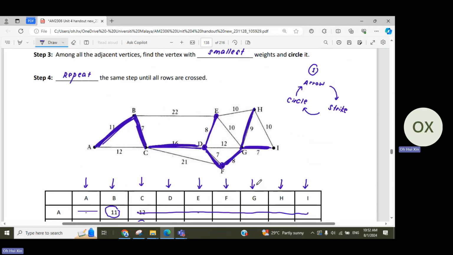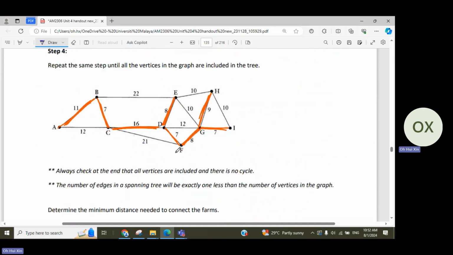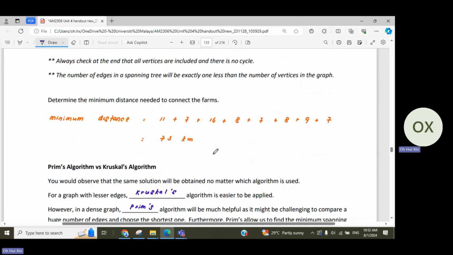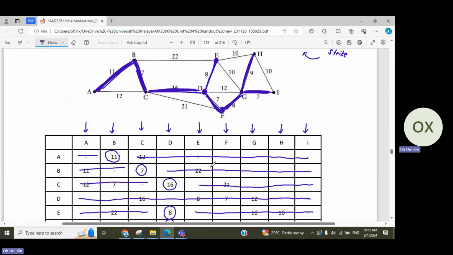So you should be able to realize that this diagram that you are getting is exactly the same diagram that you got in the previous question. It's exactly the same question. The only thing is we are doing it in a distance diagram for now.